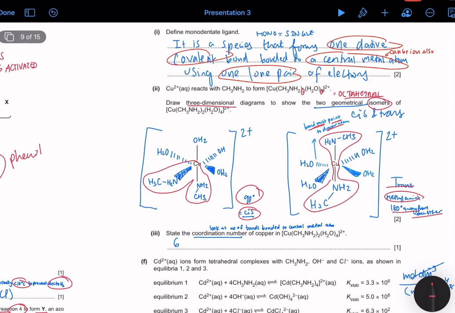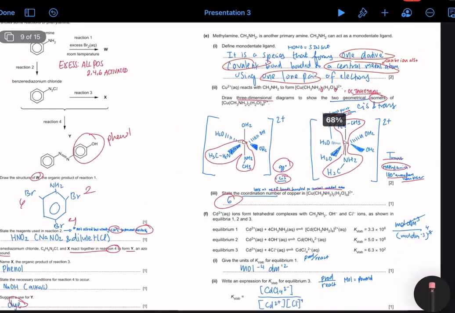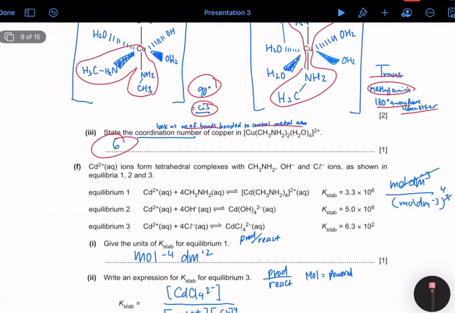Question III. State the coordination number of copper in [Cu(CH3NH2)2(H2O)4]2+. Again, you just look at the number of bonds bonded to the central metal atom. How many do we have? 1, 2, 3, 4, 5, 6. Coordination number is 6. Okay, question F.